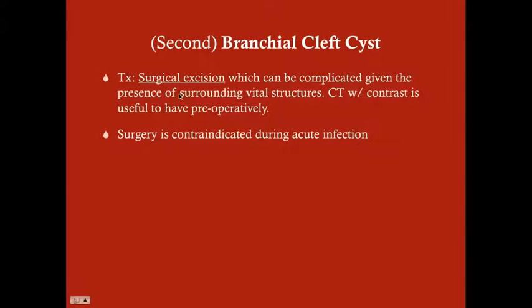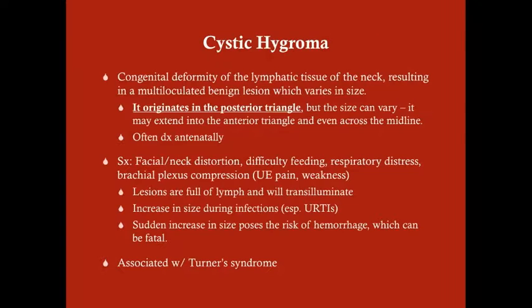The treatment again here is surgical excision. This can be complicated, however, due to the fact that around the branchial cleft cyst typically are the very vital structures such as the jugular vein and the division of the carotid artery. And so it's useful to have a CT with contrast preoperatively so you know around which structures you're going to be operating on. And surgery, again, is contraindicated during an acute infection. You want to resolve the infection before you approach the patient surgically.